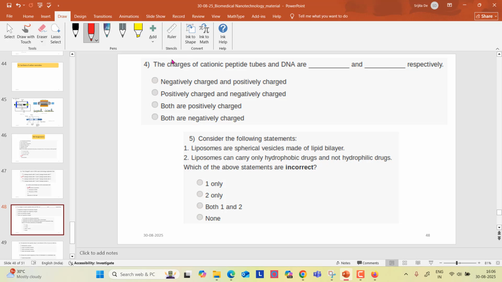Next is, the charges of cationic peptides and DNA are negatively charged or positively charged? Positively charged and negatively charged, both are positively charged, and both are negatively charged. It is asking what type of charge is there in cationic peptides and what type of charge is there in DNA.